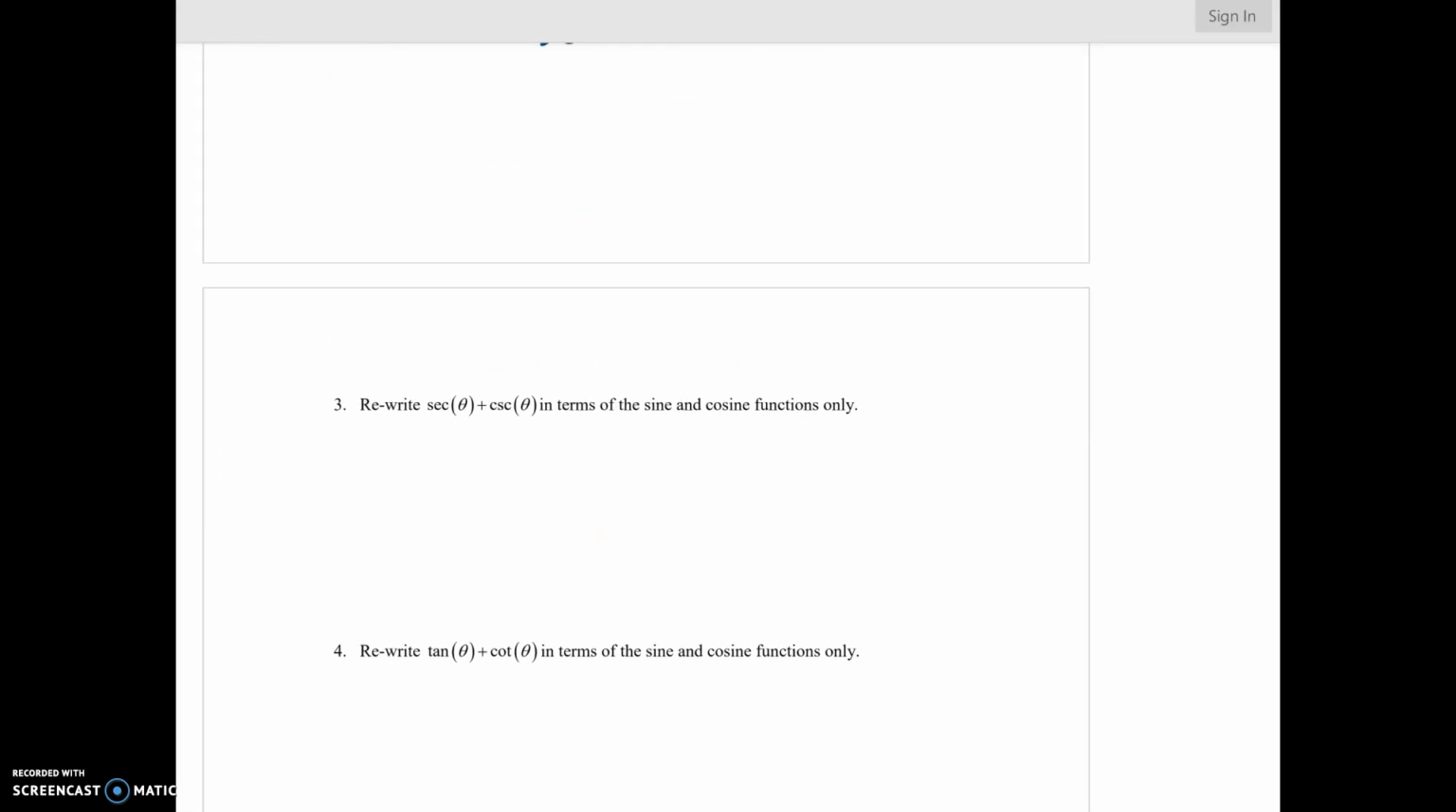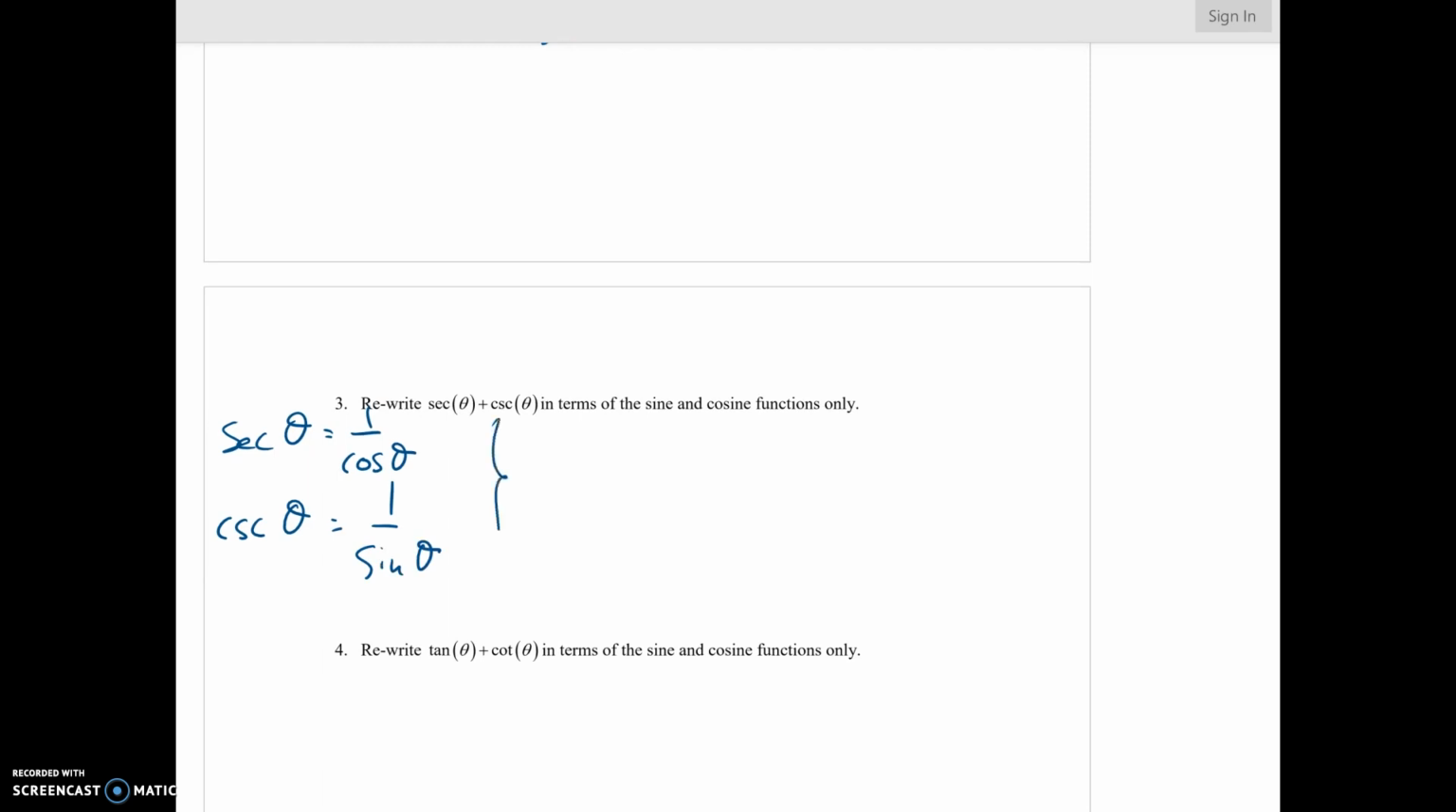and we need to rewrite sec theta and cosec theta in terms of sine and cosine function only. Well, I know that sec theta equal 1 over cosine of the angle, and I know that cosec of the angle theta equal 1 over the sine of the angle theta. Therefore, sec theta plus cosec of the angle theta equal 1 over cosine theta plus 1 over sine theta.